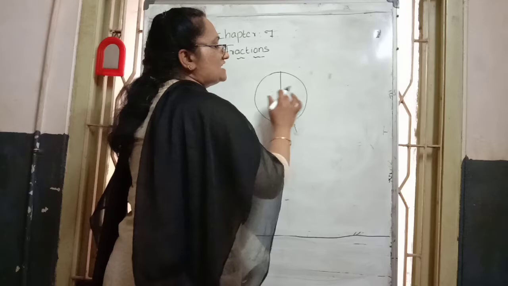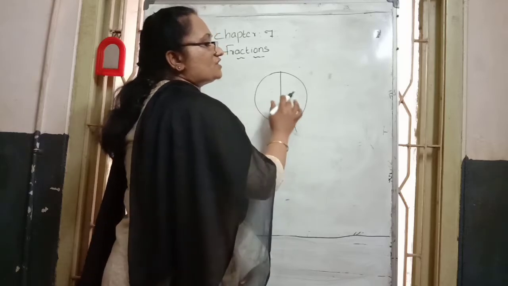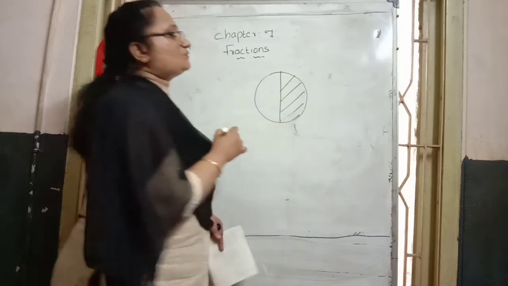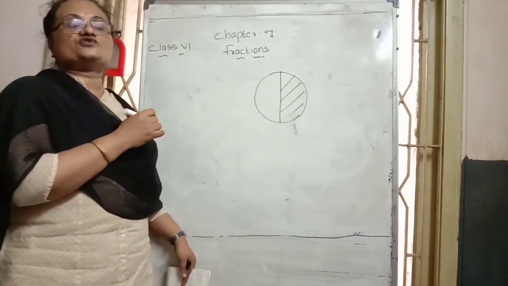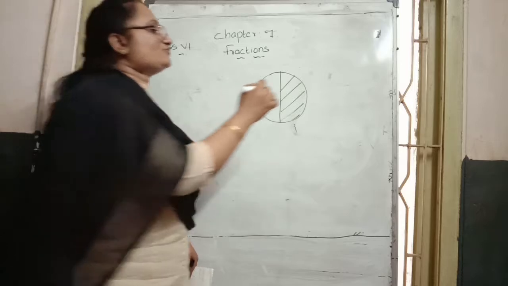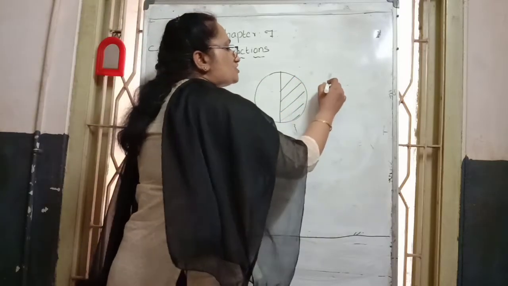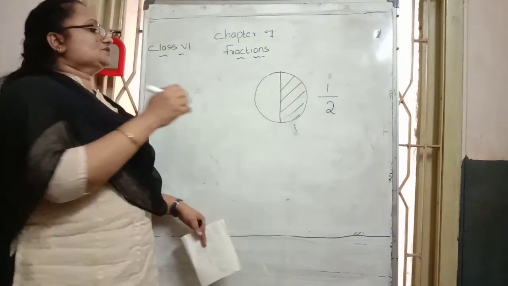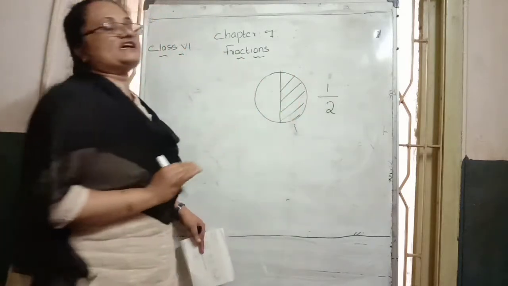So here, how many parts are there? It is divided into how many parts? Two parts. In those two parts, one part I am shading. Then how do we represent it in fraction form? Out of two, one part I divided into, one part I am coloring there.